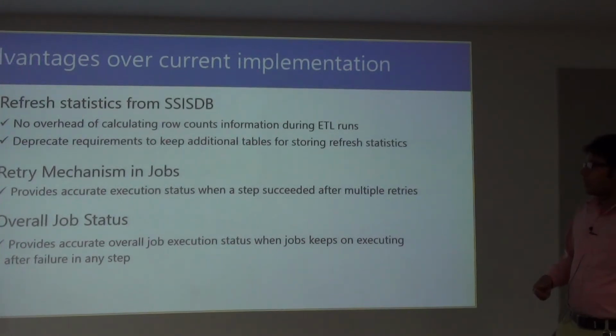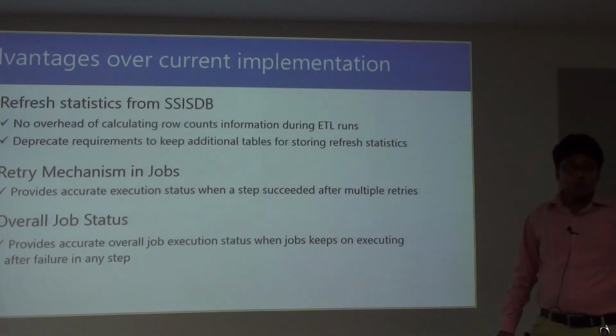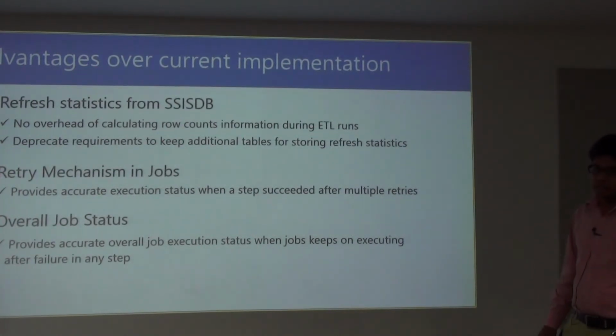And second is the retry mechanism in jobs. What happens when a job step fails and retries 2-3 times and finally succeeds, but the overall status comes as failed in the current implementation? If a job has 5 steps and the 3rd step succeeded after 2 attempts, there are overall 8 steps where 2 steps failed. So this overrides this limitation.